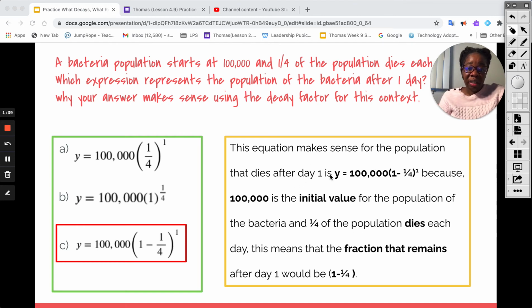For the population that dies after day one is the one that is shown, because 100,000 is our initial value for the population of the bacteria, and 1/4 dies each day. This means the fraction that remains after day one is going to be 1 minus 1/4, and that's why we've chosen that. All right, so hopefully you understand why that makes sense.